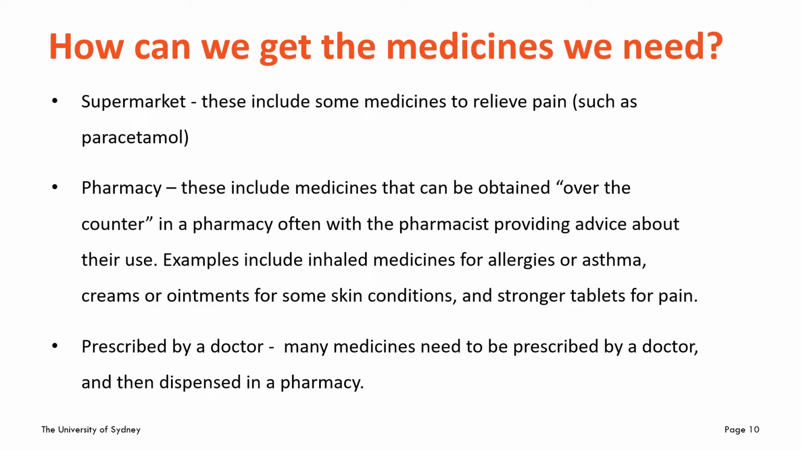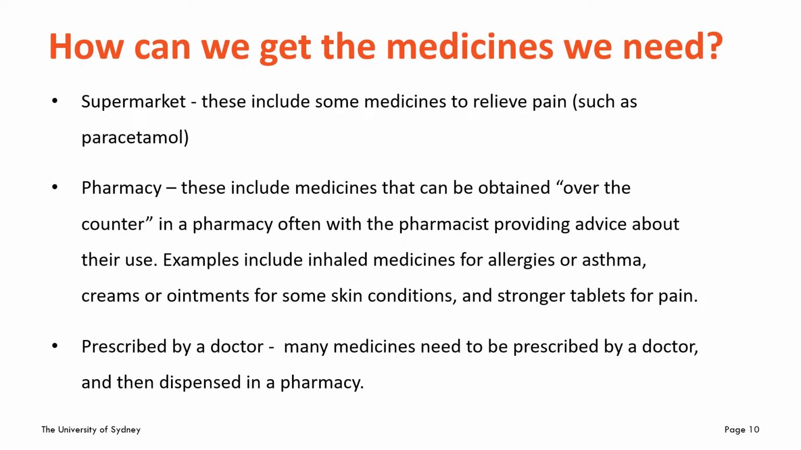Now, you can get some medicines from supermarkets like Woolies or Coles, and these are medicines that are fairly safe in the quantities that are supplied in the supermarket. And some examples are pain relief medications such as paracetamol, or medication for heartburn and indigestion.